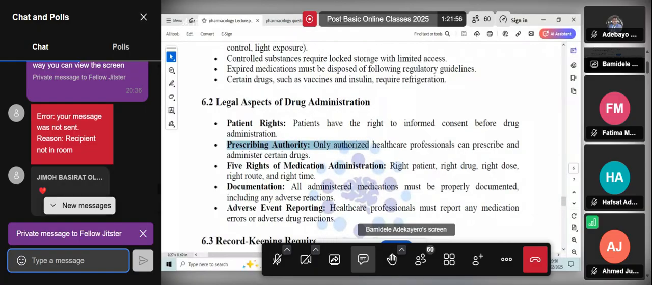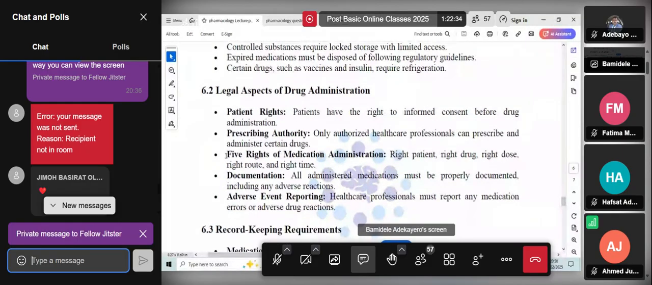Prescribing authority: only authorized healthcare professionals. The reason why I said only authorized healthcare professionals is because gone are the days when only doctors can prescribe. Now, some nurses are able to prescribe in some settings, in some countries. We are not going to limit ourselves to a sport. So some people are so knowledgeable and they've gotten some certification that authorizes them to prescribe some medication. So only authorized professionals can prescribe.